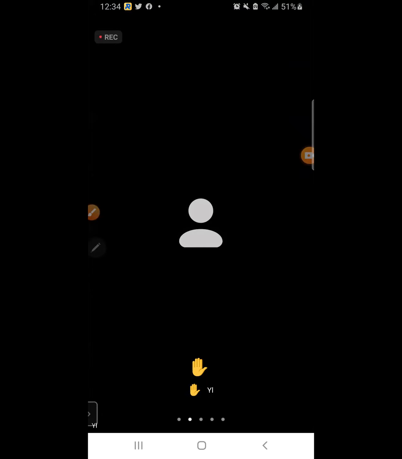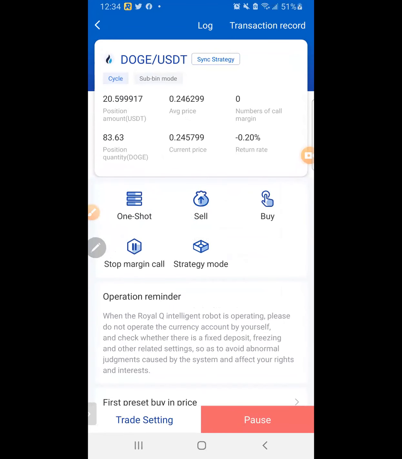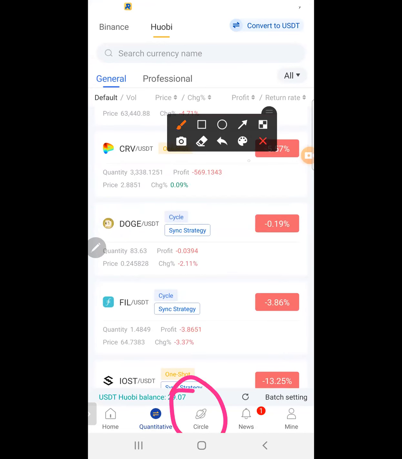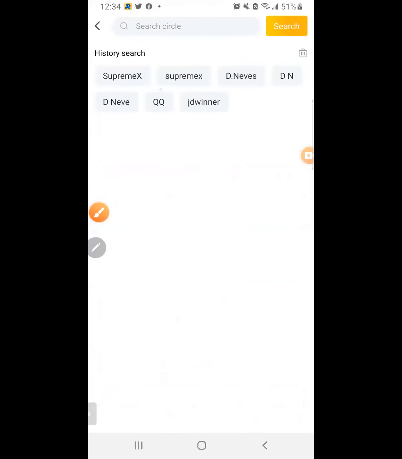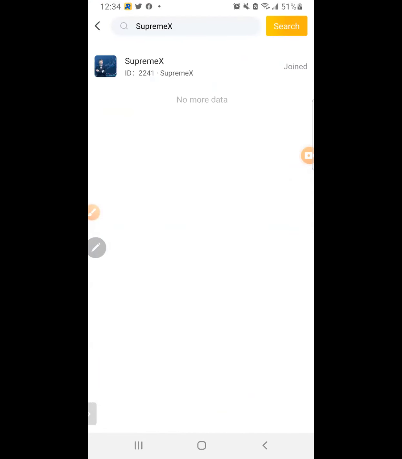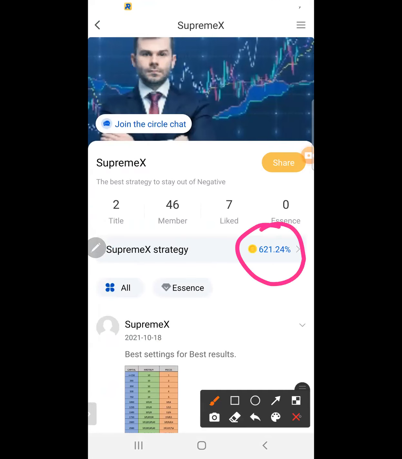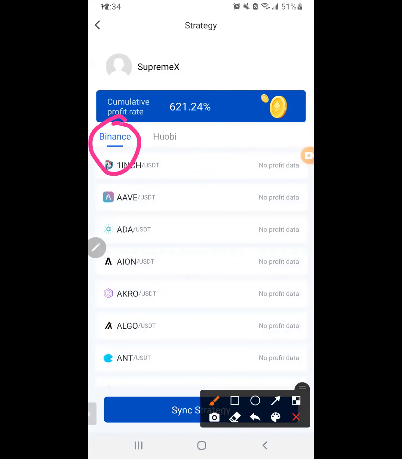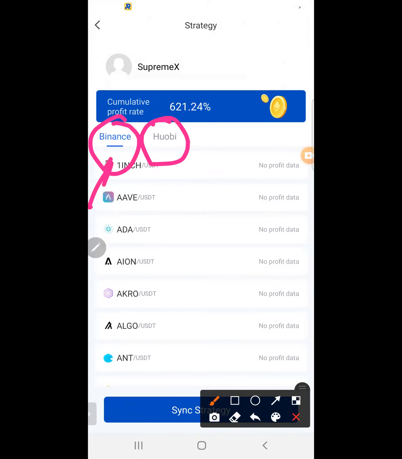Same thing. For Binance too, all you need to do is, once you click cycle over here, it's going to take you here, and then search for the same thing, Supremex. Once you click on it, this is the point. Then you click on this. Once you click on this, this is the point you now select Binance, you see, either Binance or OKX. So if you use Binance, automatically that's the first thing it comes to.